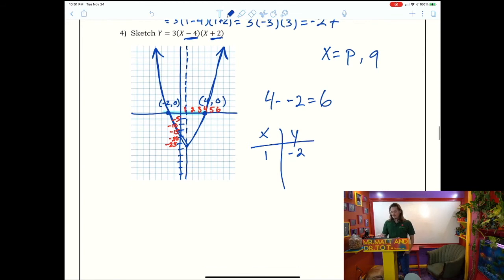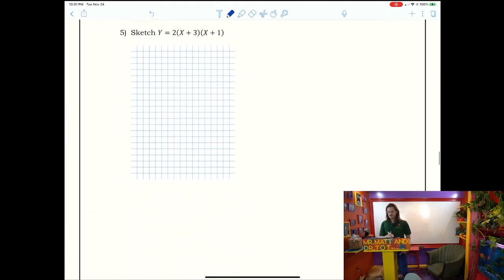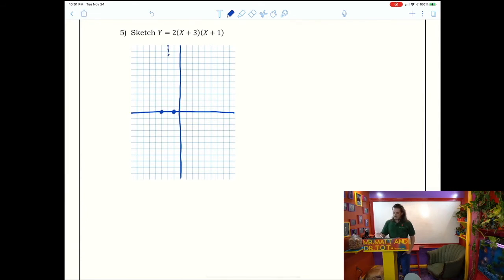Let's look at number 5. y is equal to 2 times (x plus 3) times (x plus 1). Take a few moments to look at that. So looking at the intercept form, we can tell that this is going to cross the x-axis at x is equal to -3 and x is equal to -1. So we're going to have an intercept at x at -3 and at -1. Therefore, the vertex has to be in between those 2 points at -2.